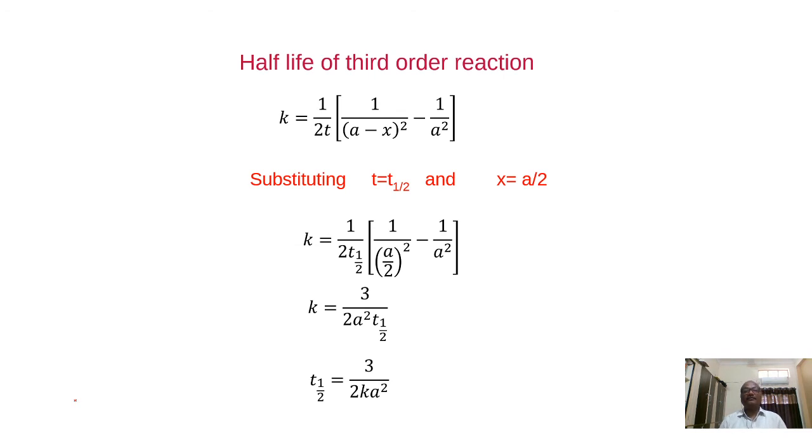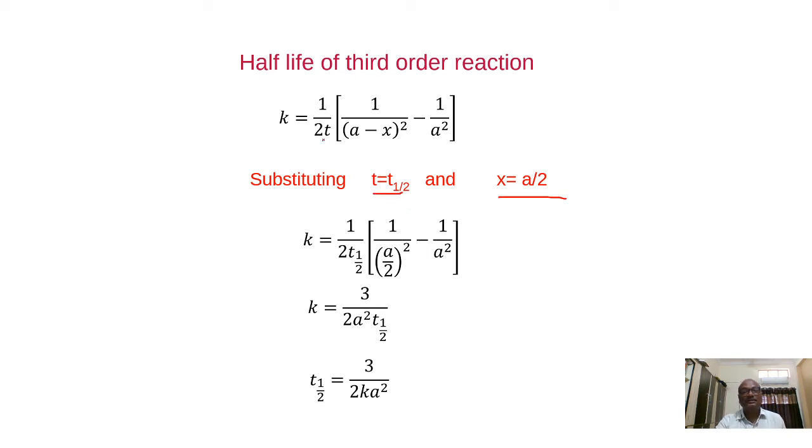Let us see the half-life of third order reaction. We are deriving the equation for half-life of third order reaction. We know that in order to derive the equation for half-life, we start with the equation for rate constant. So what is the equation for rate constant? k is equal to 1 by 2t into 1 by (A minus x) power 2 minus 1 by A square. Now we substitute t is equal to t half, then x becomes A by 2.